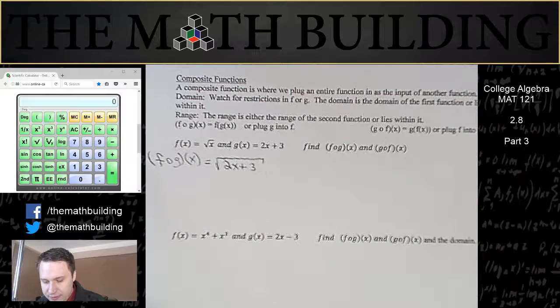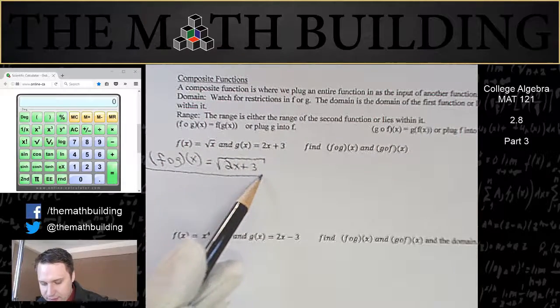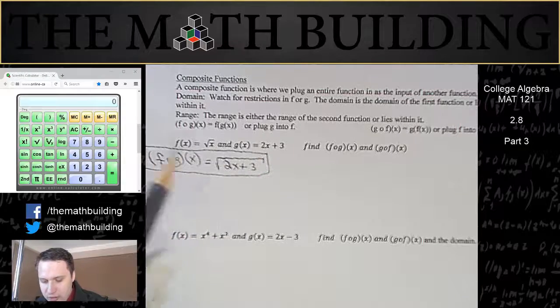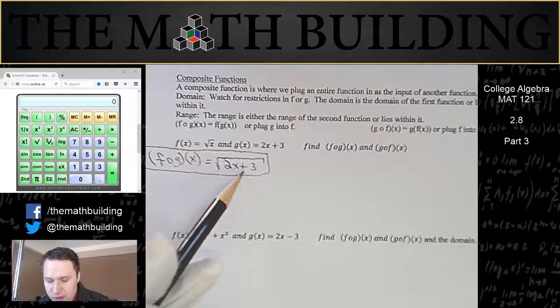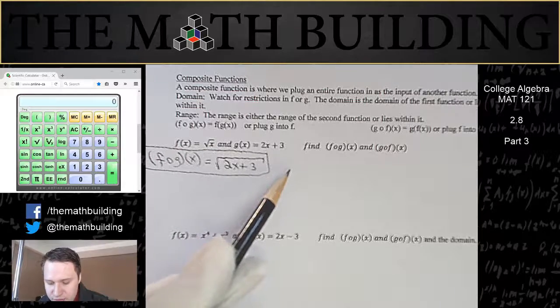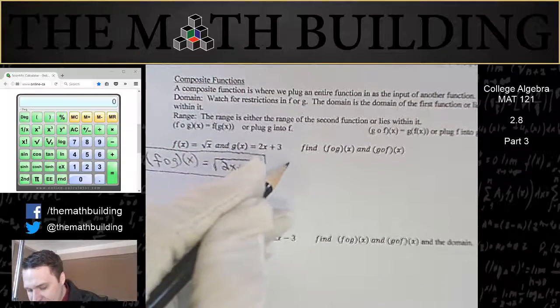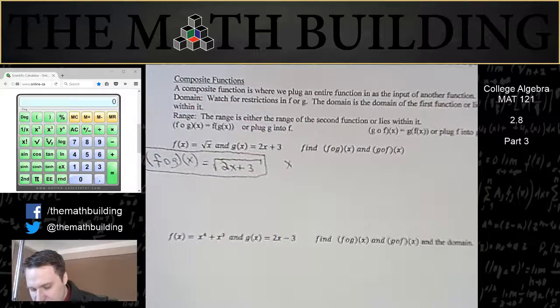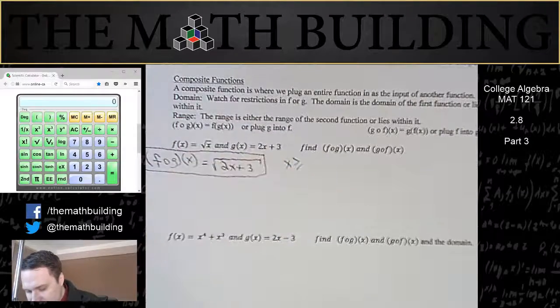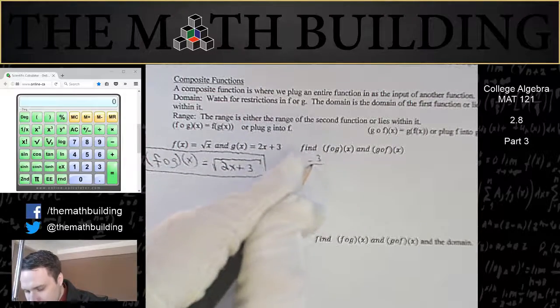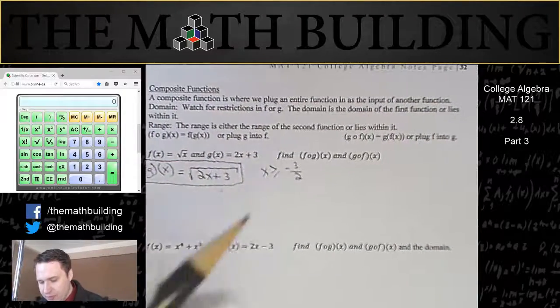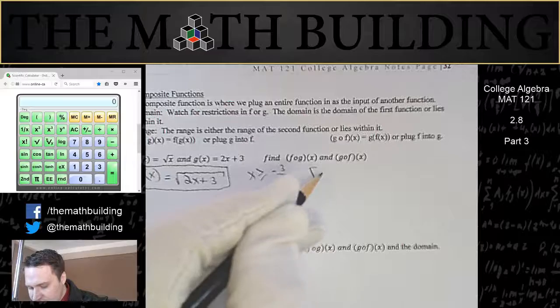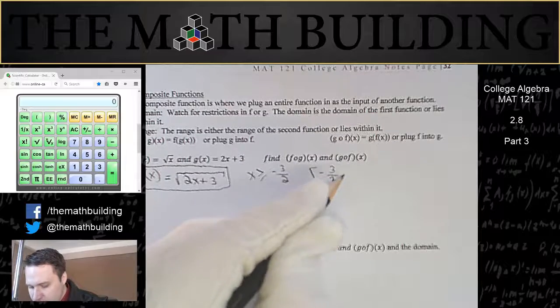And that's the answer. That's f of g of x. The domain of this needs to be bigger than 0, and so if you solved 2x plus 3 is greater than or equal to 0, you would get that the domain is x has to be bigger than or equal to negative 3 over 2. If you're confused about that, I did something similar earlier on in this lesson. So the domain of that is x is equal to negative 3 over 2 or bigger.